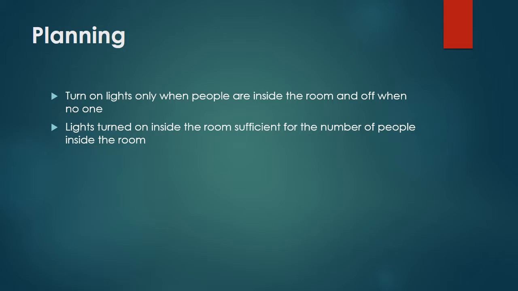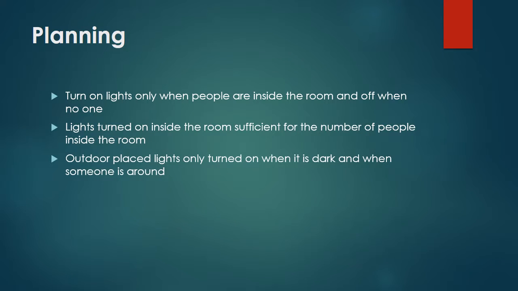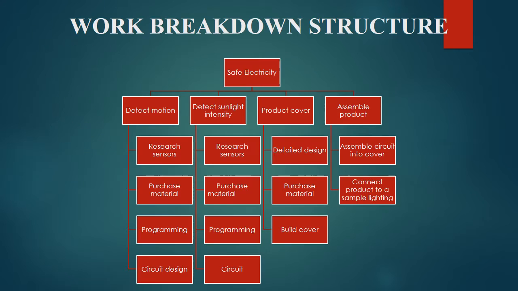For example, if there are 2 people inside the classroom, then lights should be turned on just for them and not the entire classroom's lights just for the sake of 2 people. Lastly, lights that are placed outdoors should only be turned on when it's dark and when there's someone around, and not in any other scenarios.